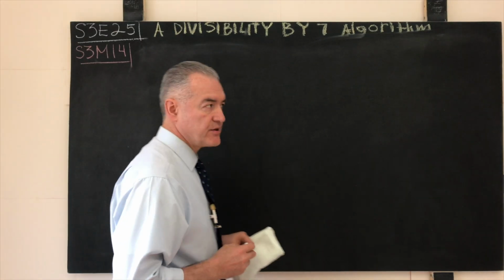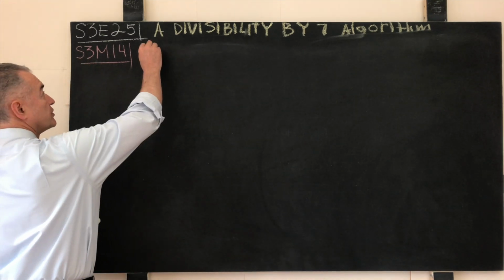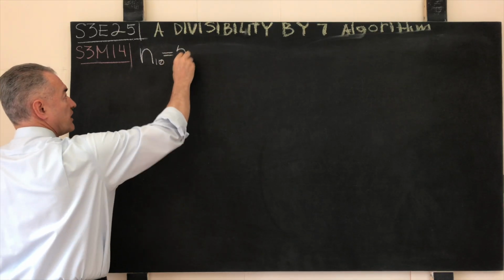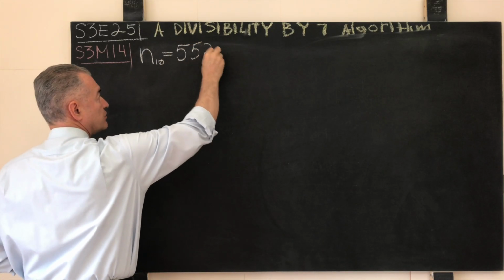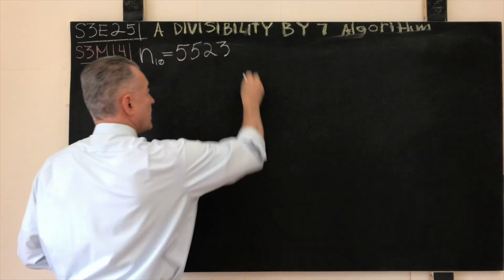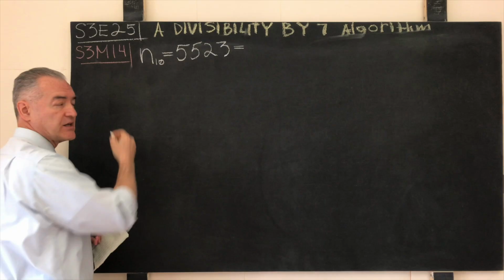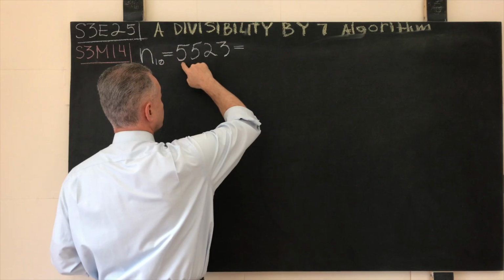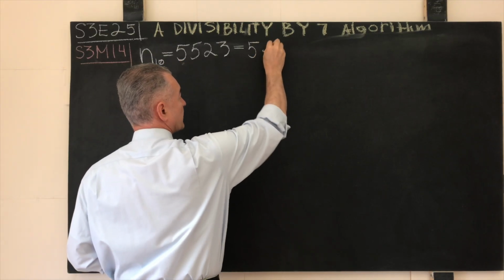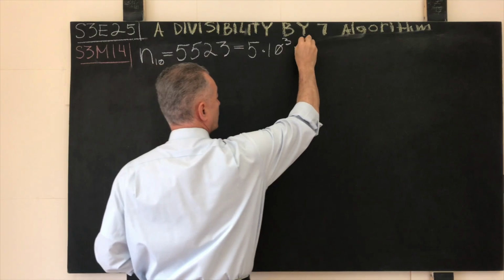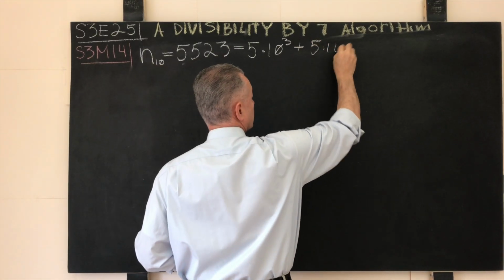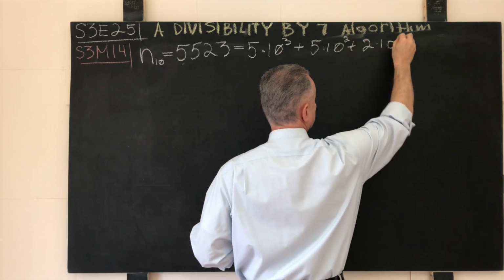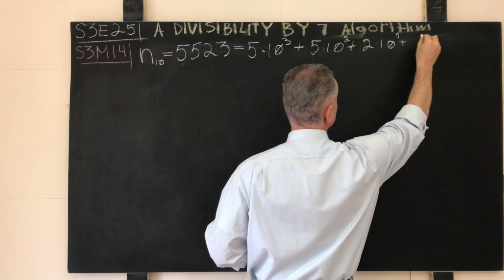Wonderful. Now let us apply the theory that we just developed a few seconds ago to this sample number. We'll refer to this number as N10, 5,523, for example. That number, as we already saw in the previous segment, can be decomposed over the base 10 as follows. The first coefficient will be 5 times 10 to the third power plus 5 times 10 to the second plus 2 times 10 to the first power plus what?